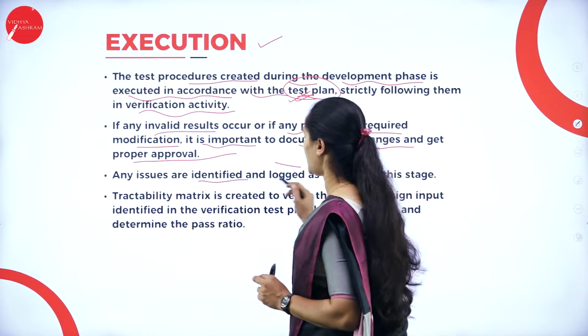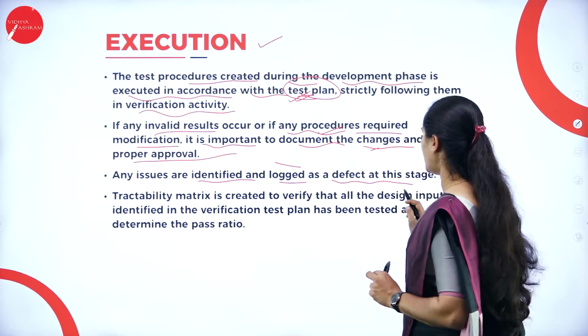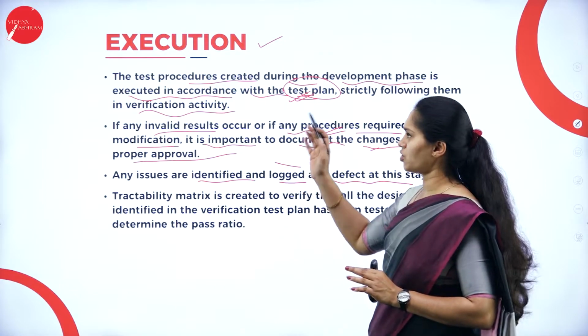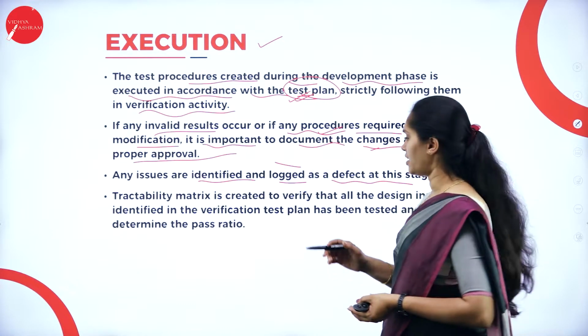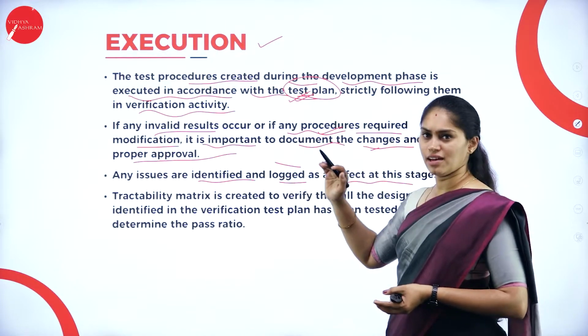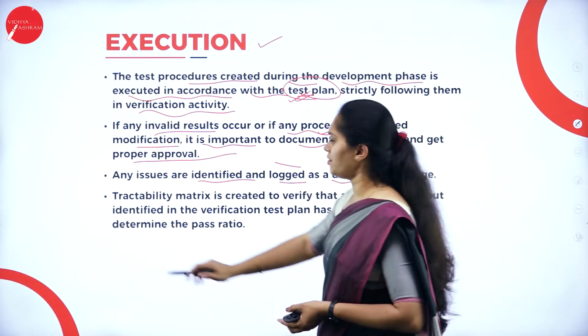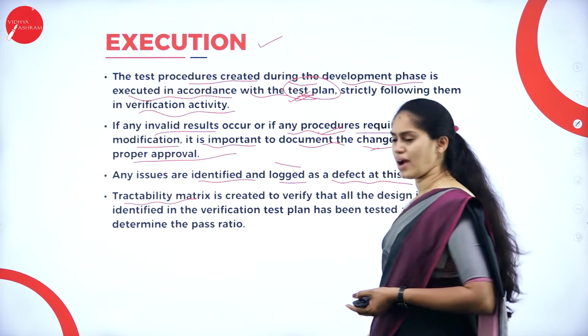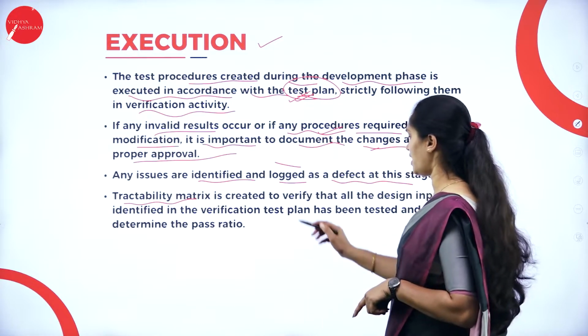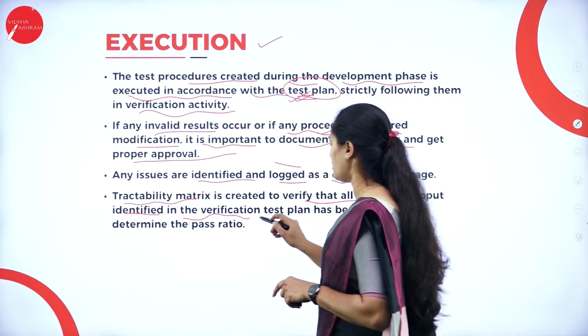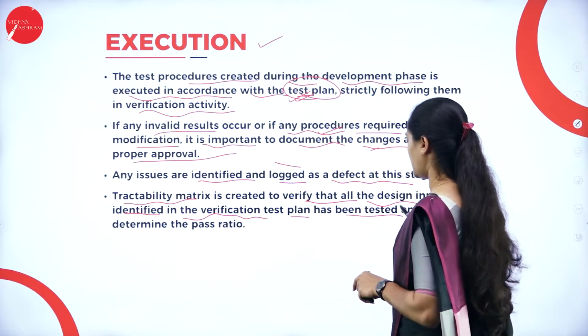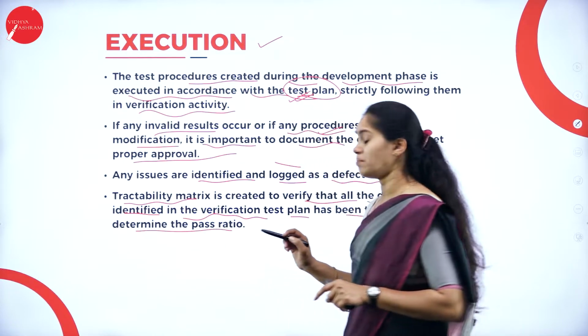Any issues identified are logged as a defect at the particular stage called execution. When we face errors, the reasons for all those errors are saved in the document. Also, here we use a traceability matrix that specifies and verifies that all the design inputs identified in the verification test plan have been tested, and determines the pass ratio.